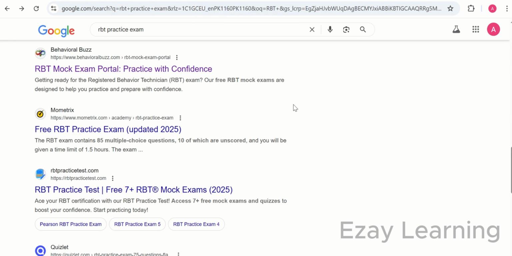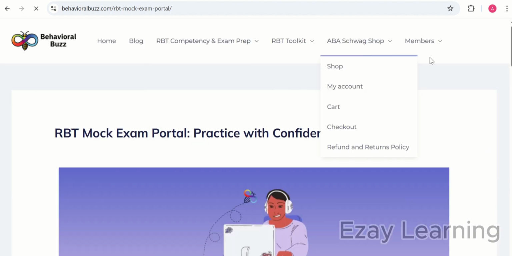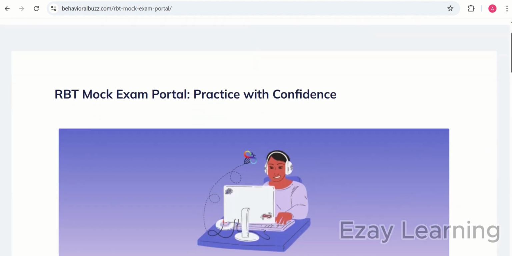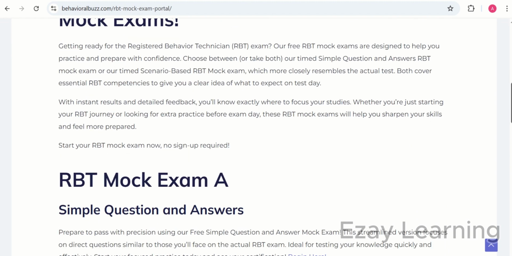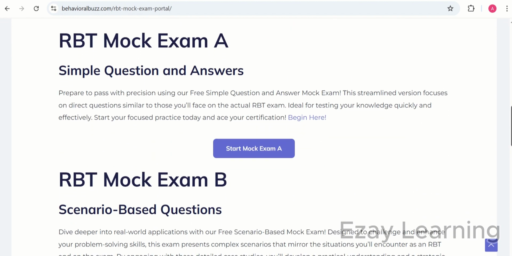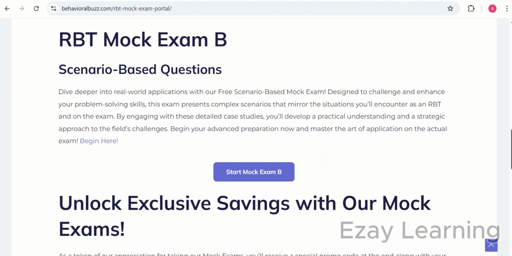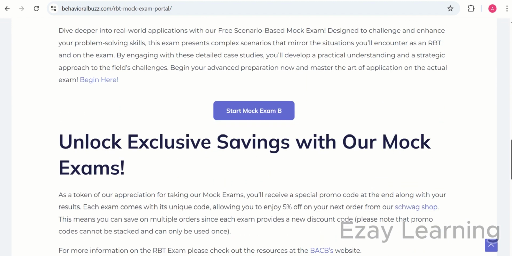Today we are going to try an RBT mock exam, and this is from the website Behavioral Buzz. You can also simply go to www.behavioralbuzz.com and search for RBT mock exam and you will see this page. They have given a simple question and answer mock exam A, then a scenario based mock exam B.